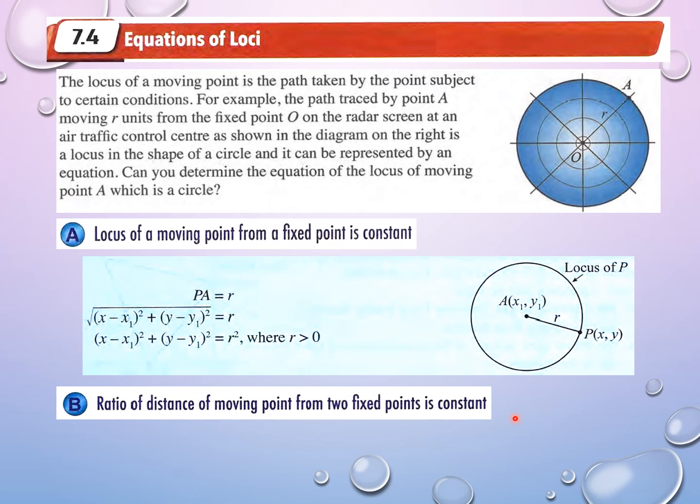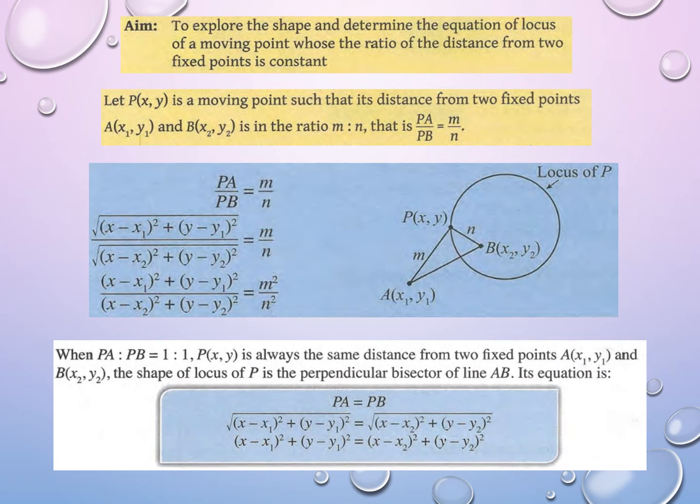Another example of locus, another way of asking locus, is about the ratio of distance. This one is a little bit confusing, so you have to be very clear on that. Let us see, I'll explain here. Ratio on distance of moving point.